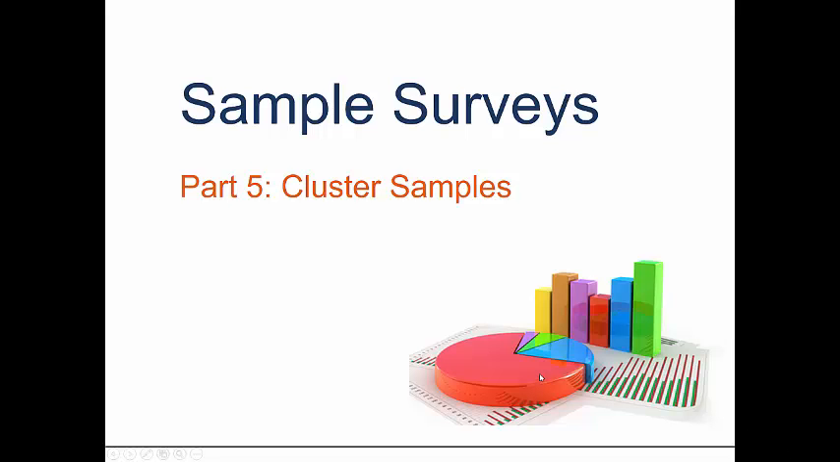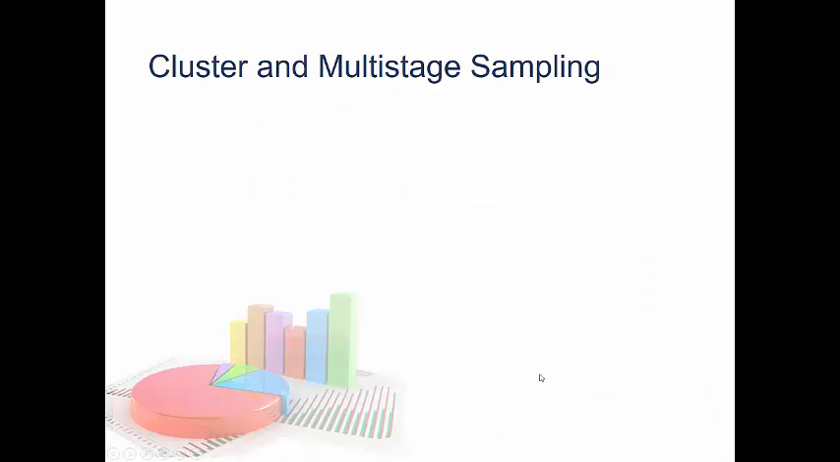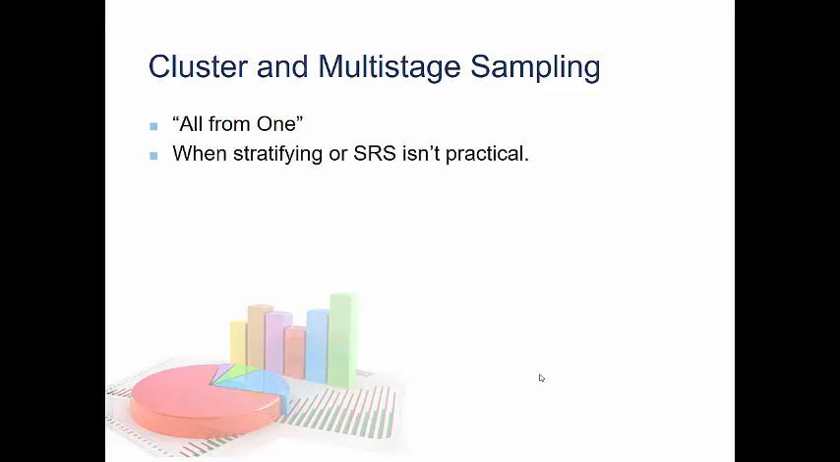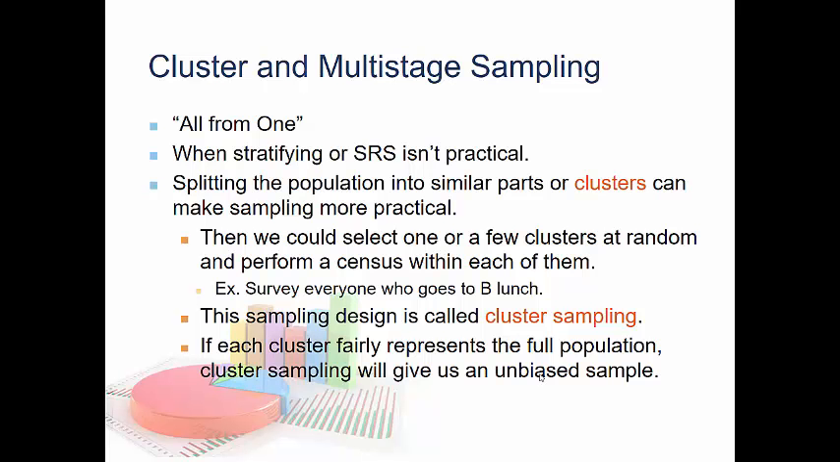Now we're going to look at cluster and multi-stage sampling. So the idea with clusters is to get all from one. You would use this when stratifying or a simple random sample isn't practical. So basically what you're going to be doing is splitting the population into similar parts, or clusters, just to make the sampling more practical. So we can select one or a few clusters at random and then do a census. So we're going to get everybody in the cluster.